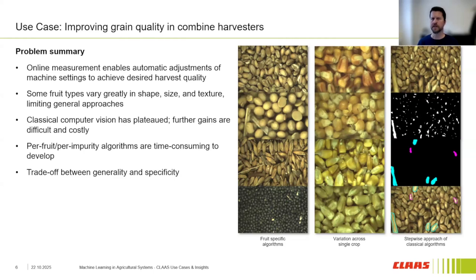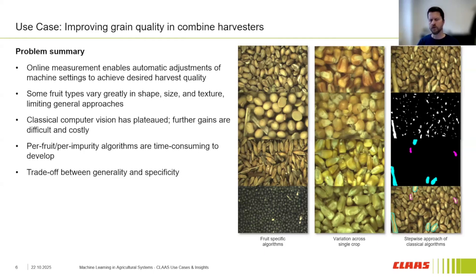And one of the drawbacks of the technology used so far is that it relies on classical computer vision. And the more different crop types are, the more specific algorithms you need to write to both the crop at hand, but also the different types of impurities. So the magnitude of the number of specific algorithms you need increased drastically. So there's a desire to find a different approach where you could reuse some of the components from other fruit types.